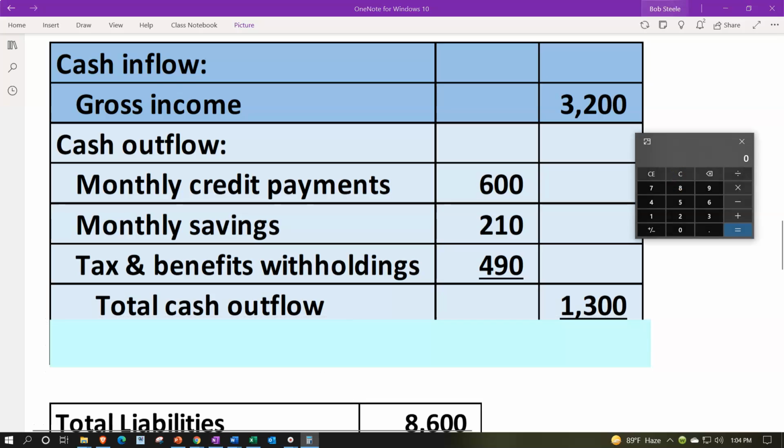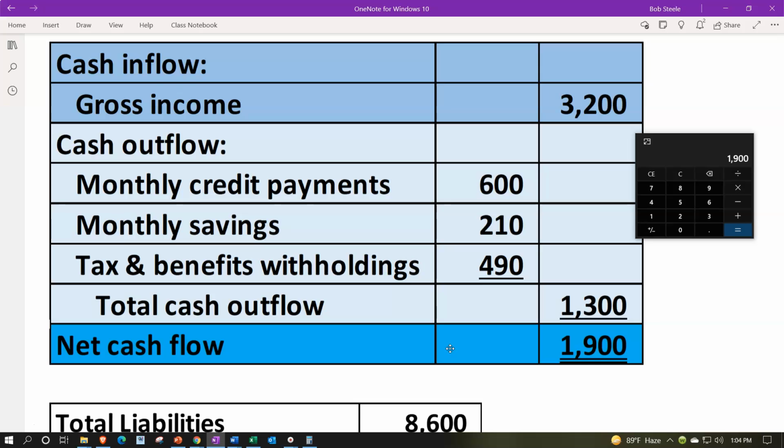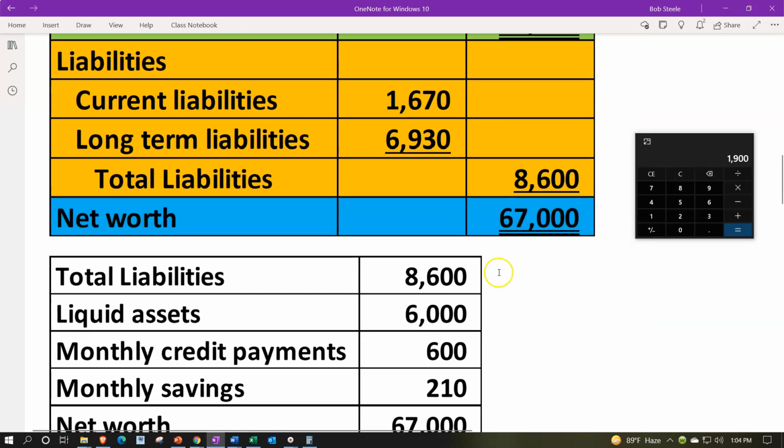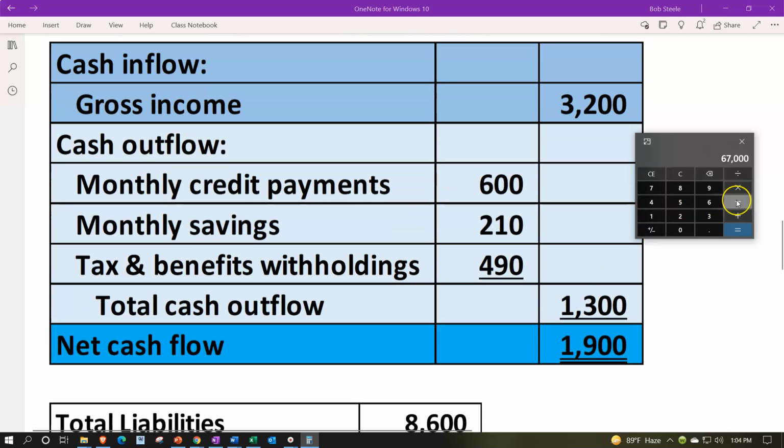So then if we add that up, we got the 600 plus the 210 plus 490. That's going to be the 1300. We take the 3200 minus the 1300. That's going to give us our 1900. That's our net cash flow. The net cash flow being kind of the story behind the 67,000. So that means that, in essence, 67,000 minus the 1900, in theory, would be kind of like what our net worth would have been last month, right? Would be kind of the idea, although it's a little bit more complicated given the fact that these two amounts are kind of those funny amounts that on an accrual basis would have an impact on the balance sheet.